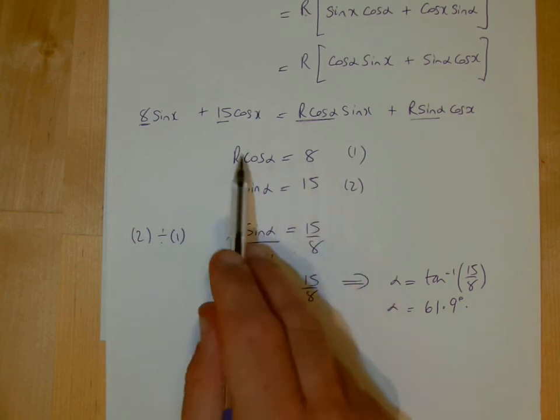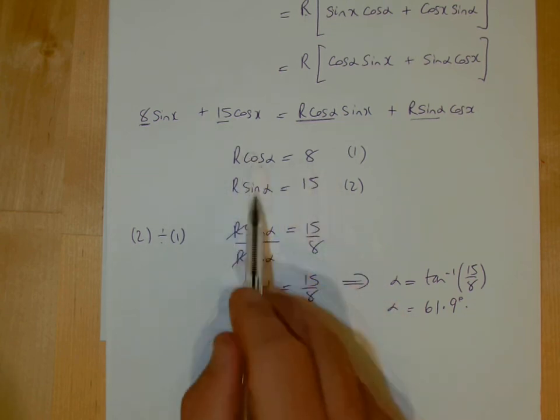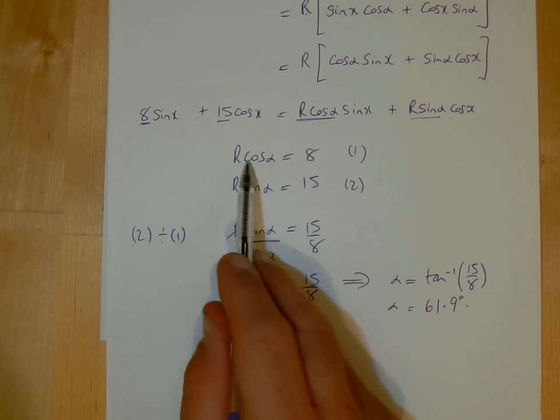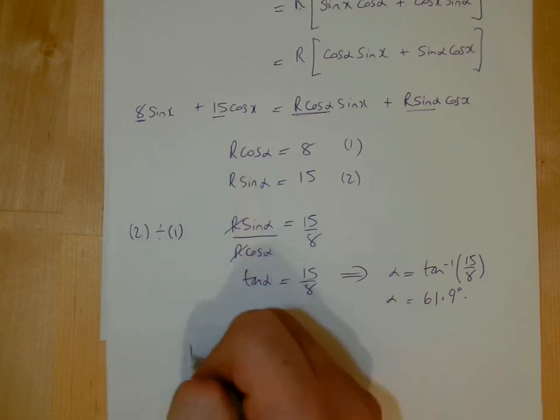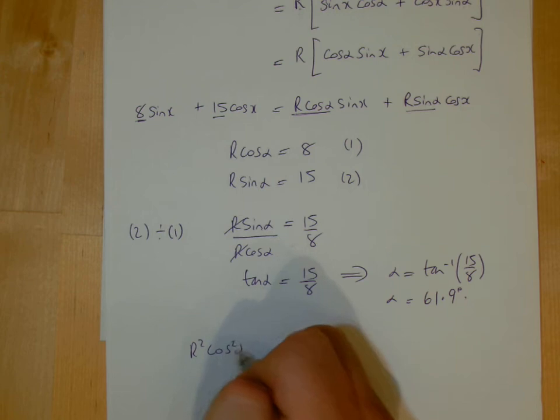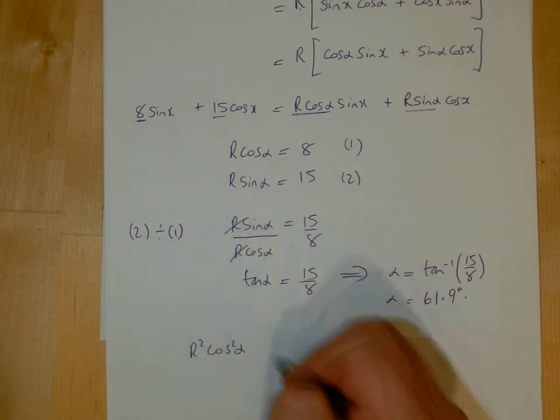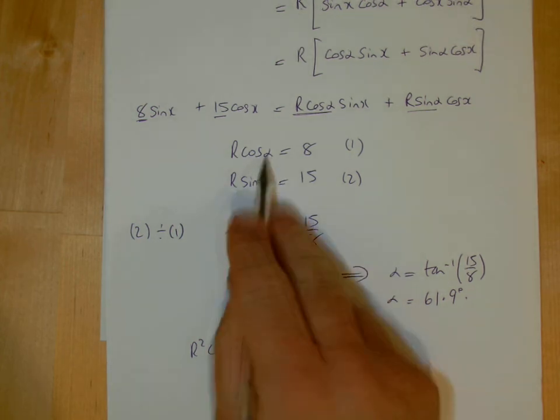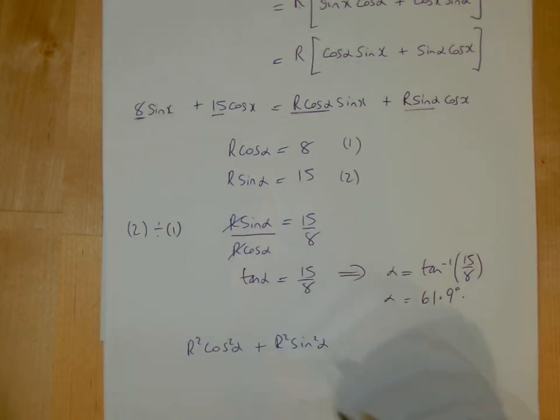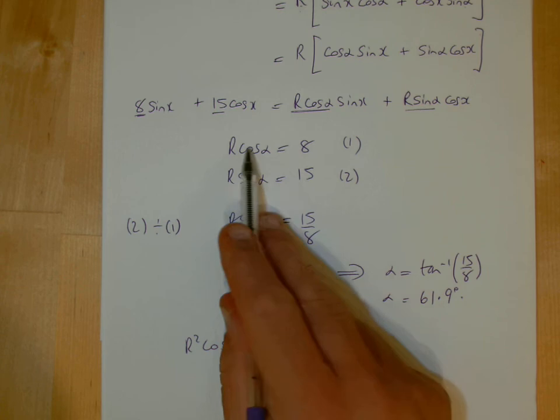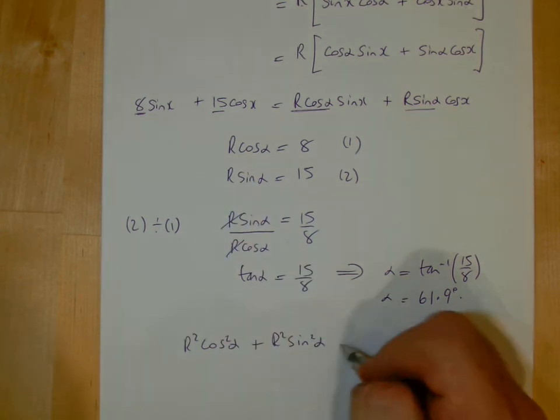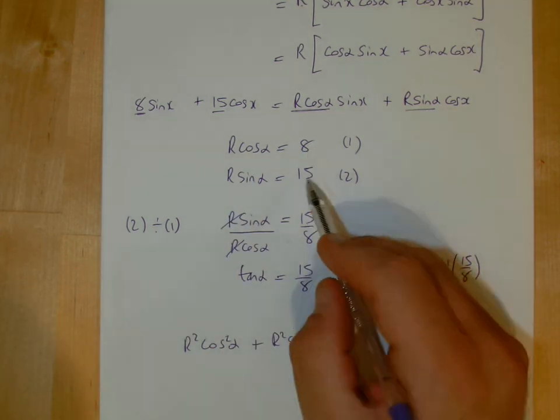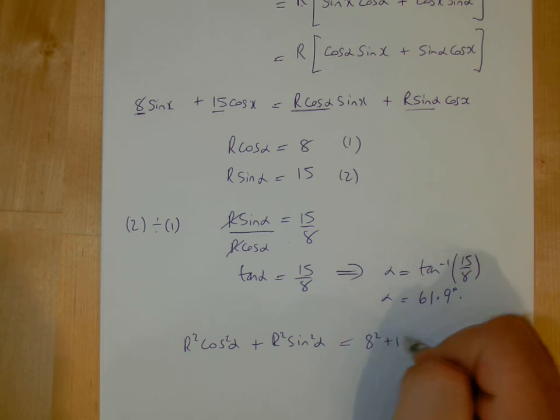And if you use Pythagoras, if you square these and add them, something interesting happens. So if I square this, I'll have R squared cos squared alpha. And if I square this, I'll have R squared sine squared alpha. So square that, and add them, just like Pythagoras, isn't it? So I've got that there. But I've got to do the same on the other side, haven't I? Square that, and add them.